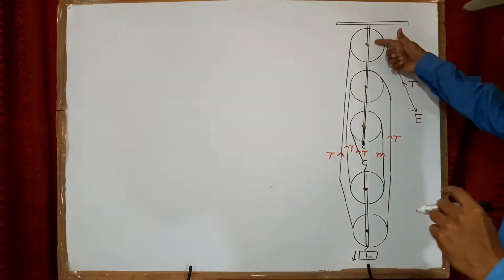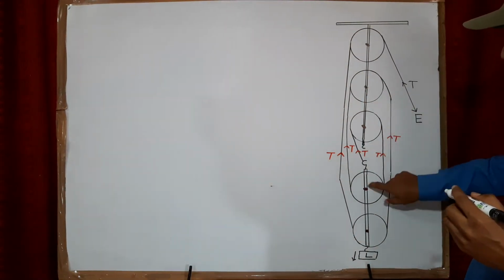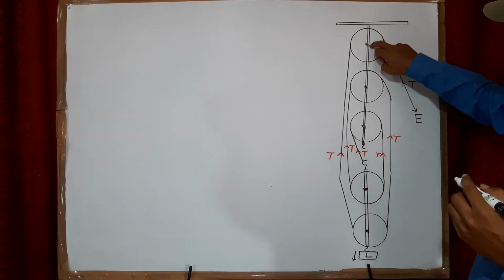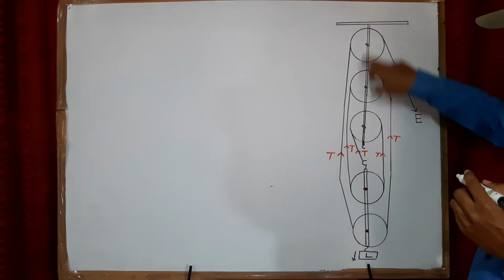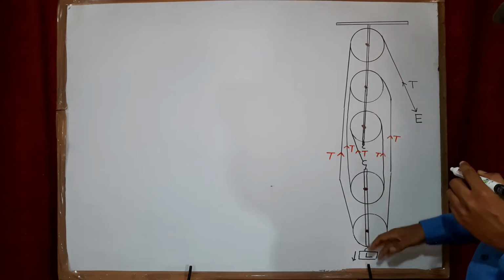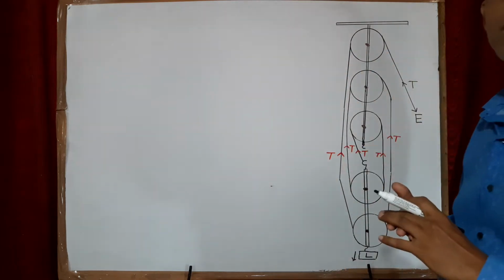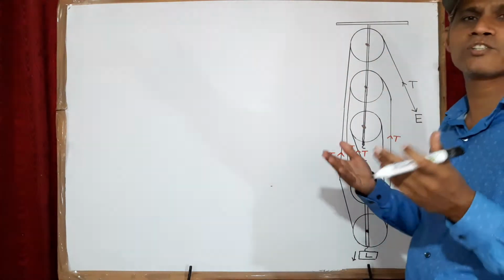Now see the diagram over here. I have taken 5 pulleys: 1, 2, 3, 4 and 5. Now these 3 pulleys are fixed and 2 pulleys are movable. So this block is the fixed block and this block is the movable block. So let us see what the mechanical advantage, the velocity ratio, and the efficiency will be.